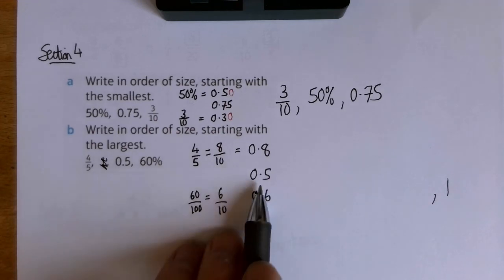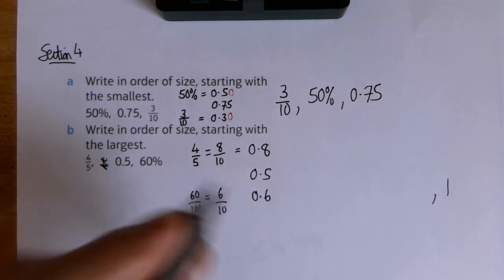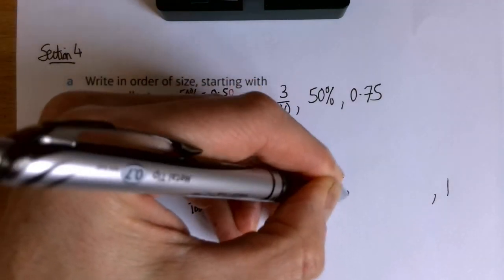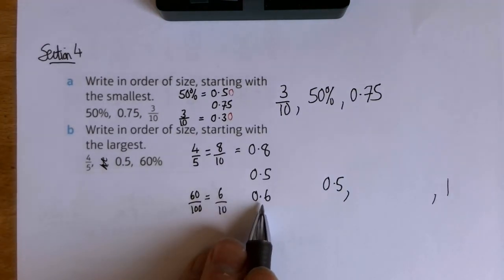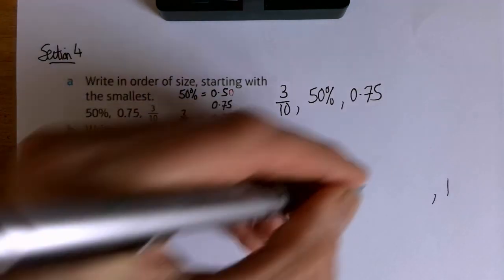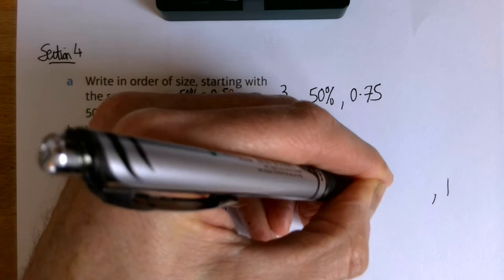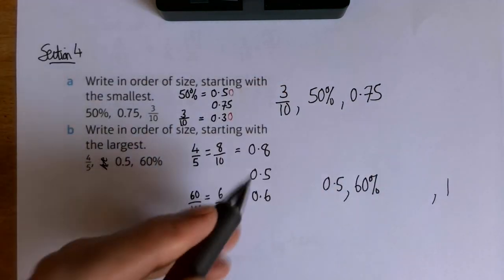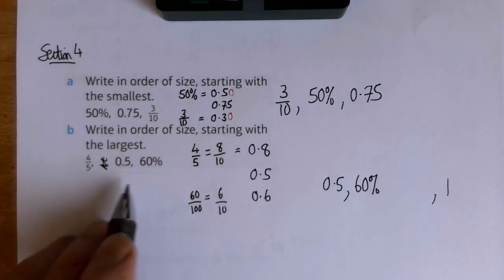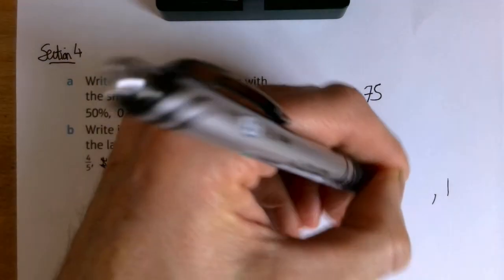So the smallest will be 0.5. The next smallest is 0.6, which came from 60%. And then we had 0.8, which was 4/5.